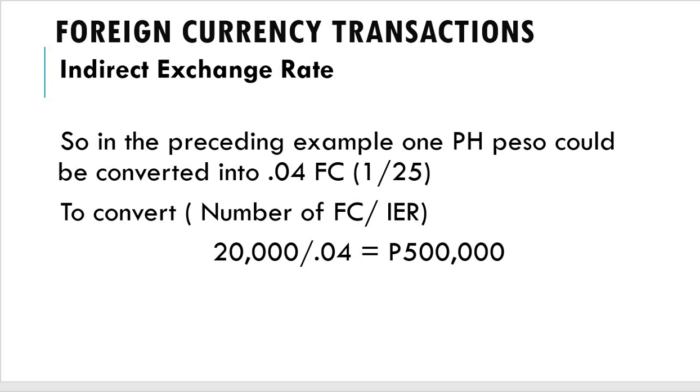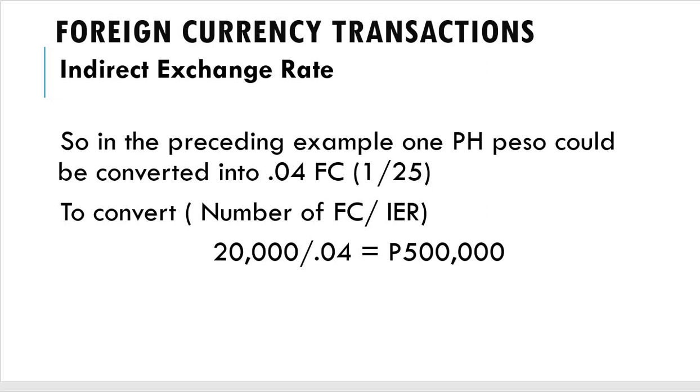So, to convert that, di ba, the formula is one foreign currency over Philippine peso equivalent value. That's actually 1 divide 25. So, therefore, it's actually 0.04. So, 1 Philippine peso could be converted into 0.04 foreign currency.